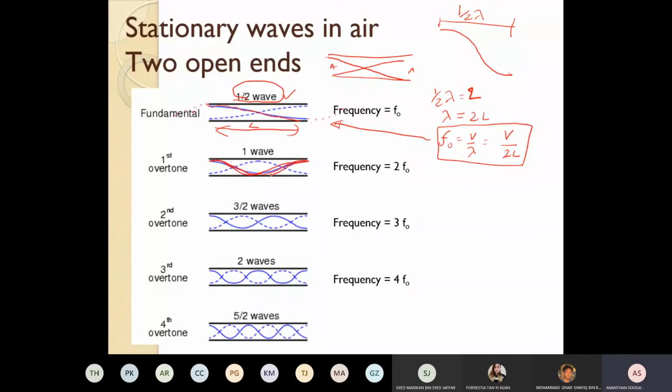This how many wavelength? So like crest to crest, how many wavelength? This is one wavelength, exactly one wavelength. So tell me, one wavelength. So lambda equals L.